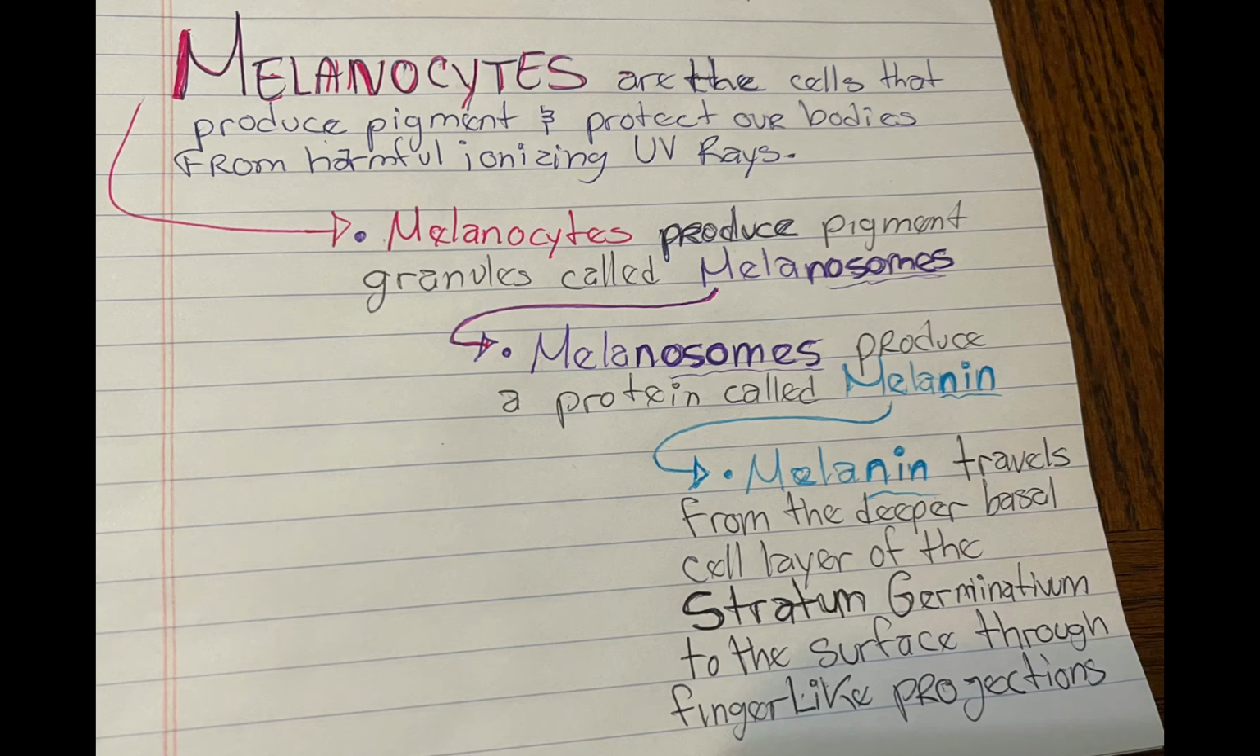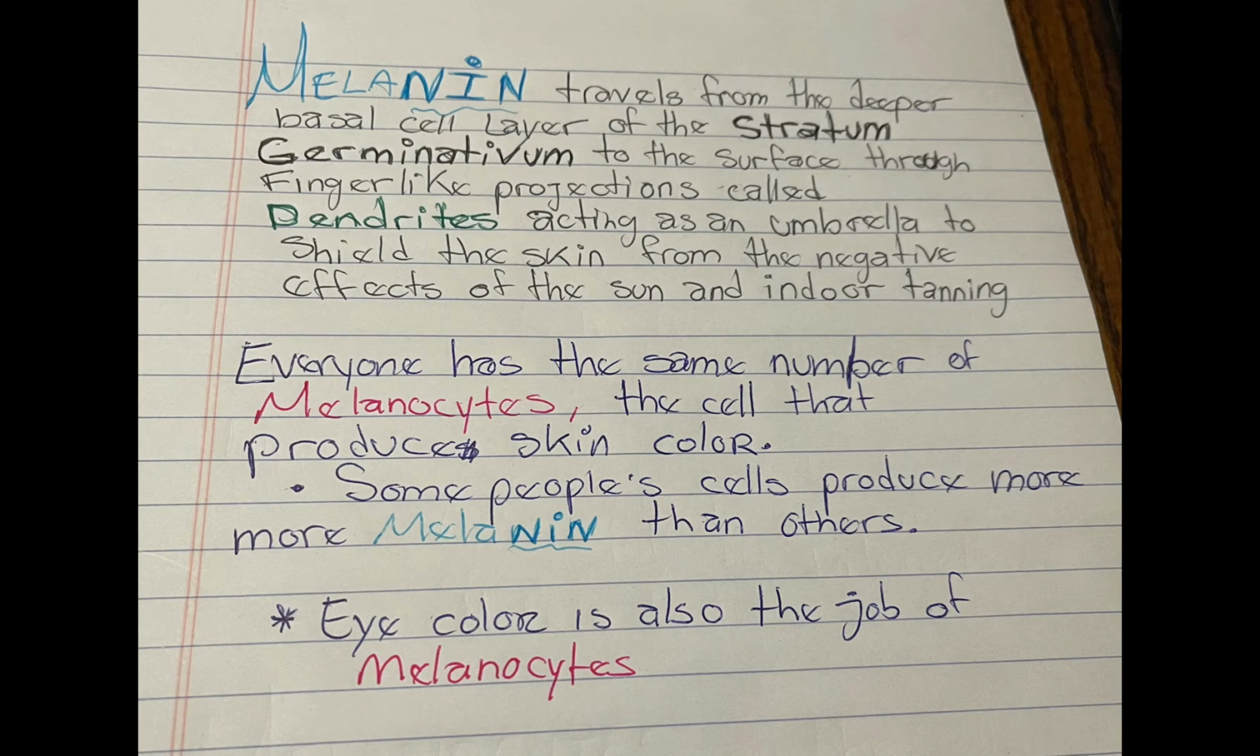Melanin travels from the deeper basal cell layer of the stratum germinativum to the surface through finger-like projections called dendrites, acting as an umbrella to shield the skin from the negative effects of the sun and indoor tanning.